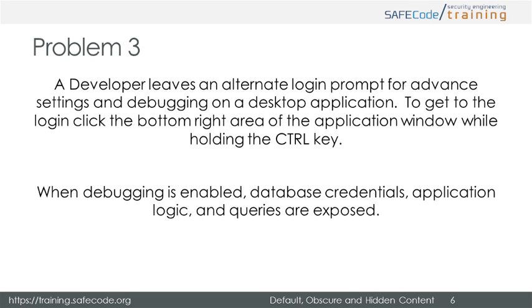Backdoors. A developer creates an alternate login for a desktop application. The alternate login grants privileged access to advanced settings and for debugging. The application is released with the prompt visible to the user. The prompt reveals the instruction: to log in, click the bottom right area of the application window while holding the Control key. A user enables debugging. This exposes database credentials, application logic, and queries.